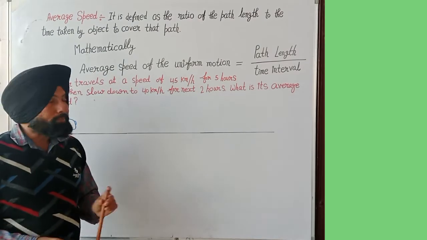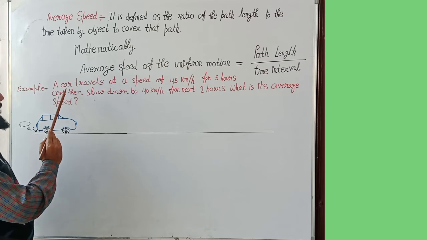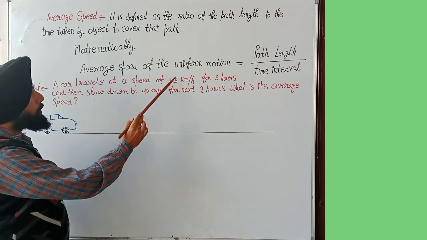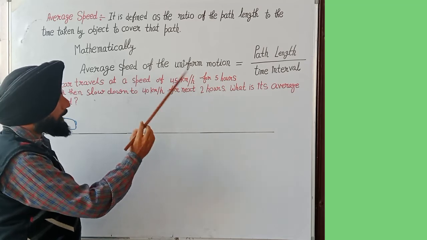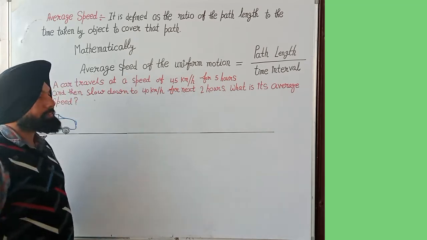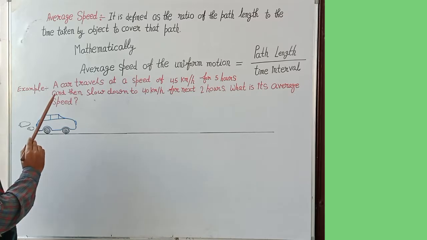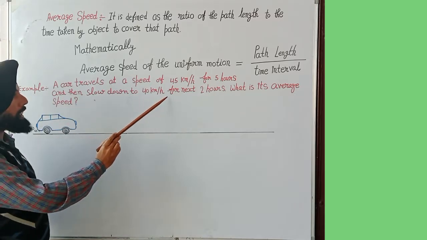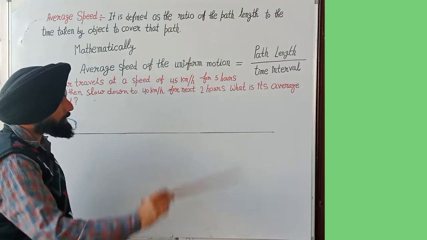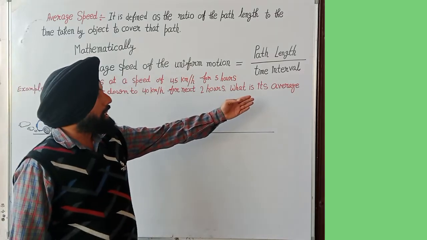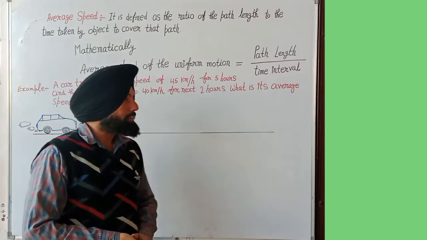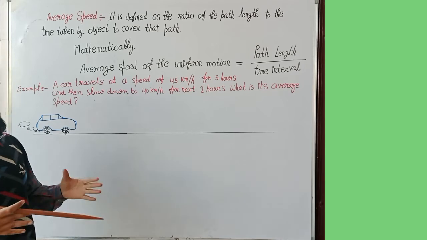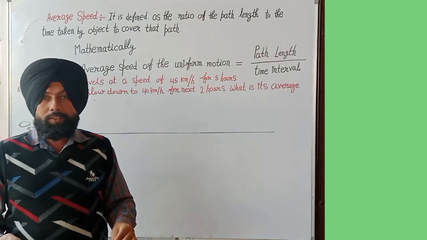For example, a car travels at a speed of 45 km per hour for 5 hours and then slows down to 40 km per hour for the next 2 hours. What is its average speed?